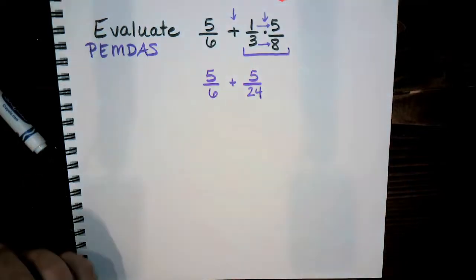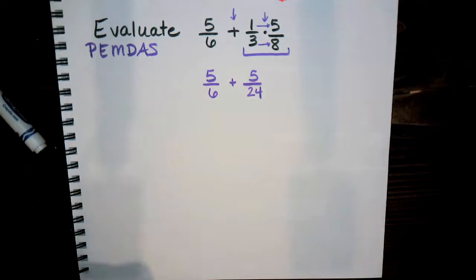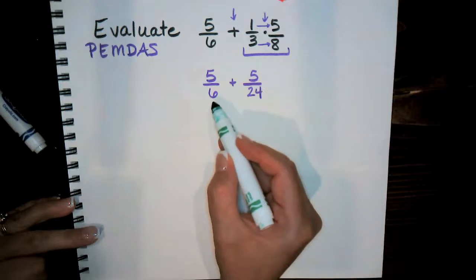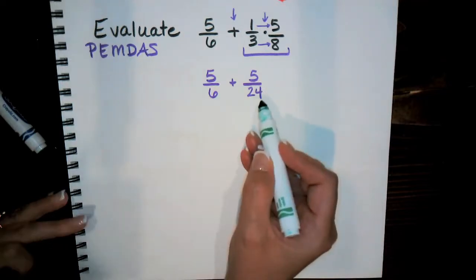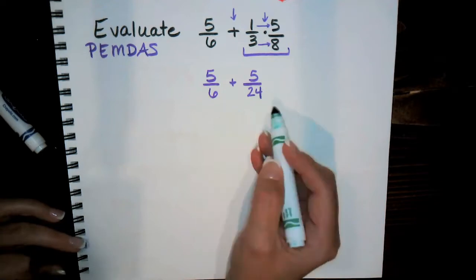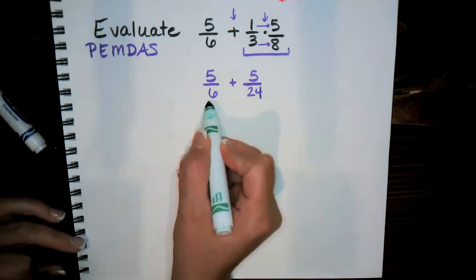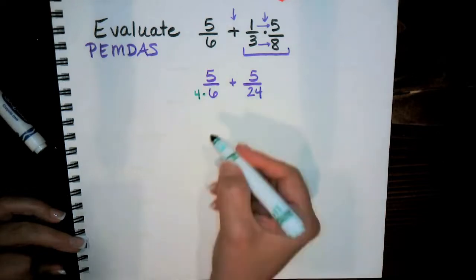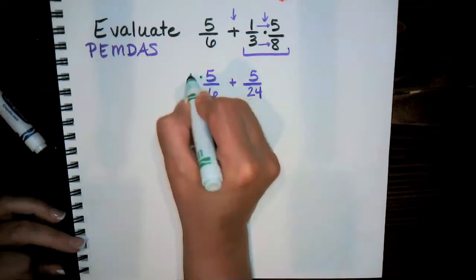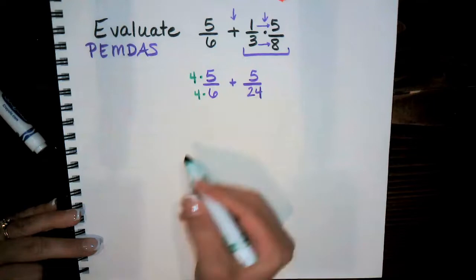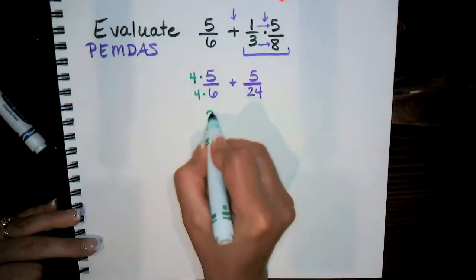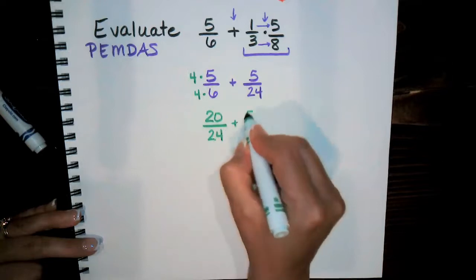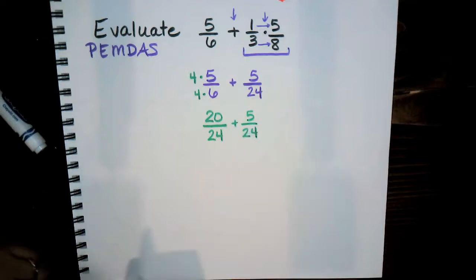Now we're ready to add these fractions, but we don't have a common denominator. So we have to ask ourselves, what would be the common denominator between 6 and 24? Well, I hope you're thinking of 24, since 6 times 4 is 24. So to make a common denominator here, I'm going to multiply this by 4. But if I multiply the bottom by 4, I've got to multiply the top by 4 as well. So now this becomes 4 times 5, which is 20, and 4 times 6, which is 24. And we can add 5/24ths now.